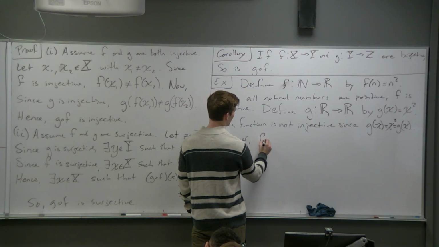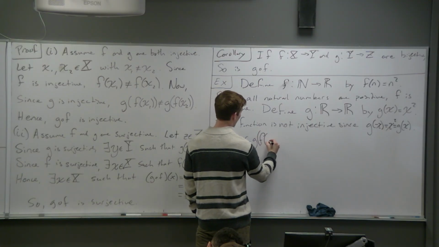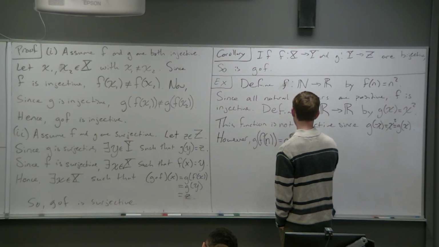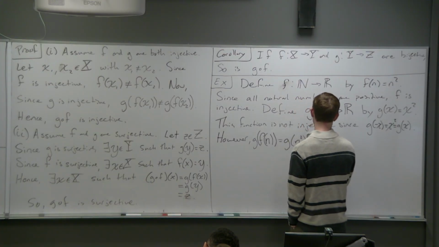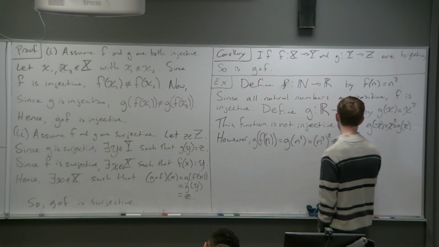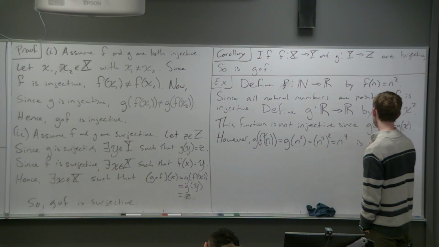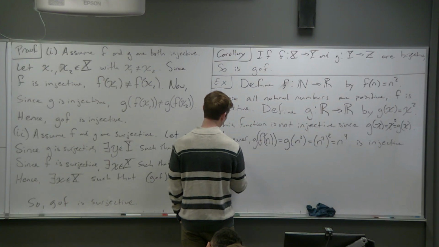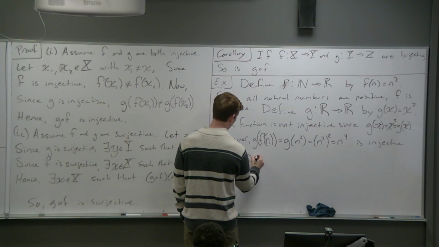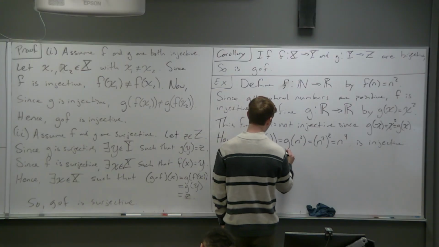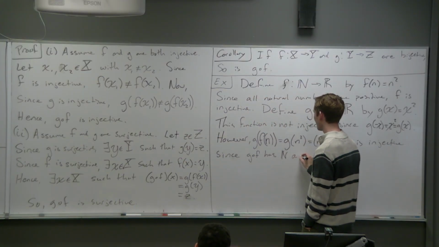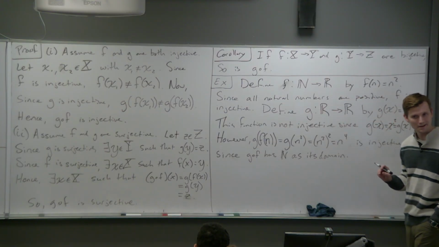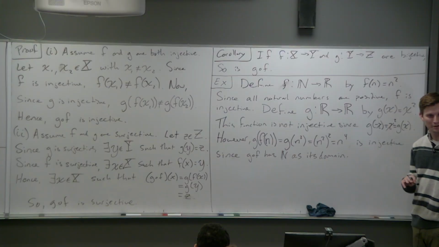However, g of f of n, well, this is just equal to g of n squared, which is n squared squared. This is n to the 4th, is injective since g composed with f has n, the naturals, as its domain. Yeah? Do you agree with this? Yeah?